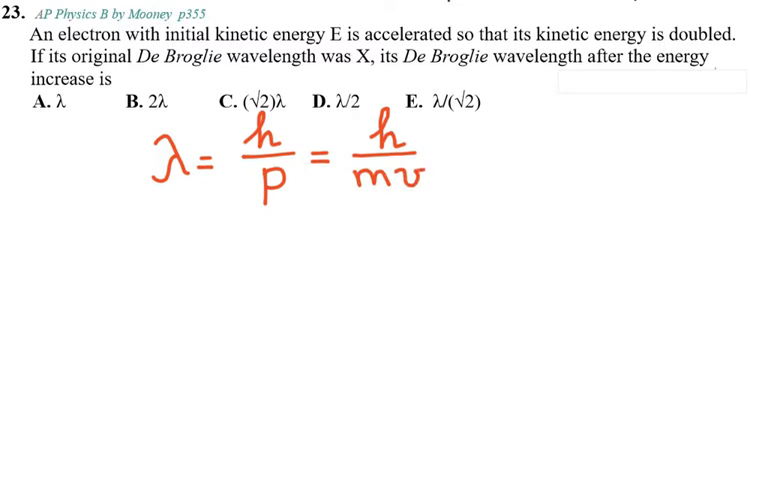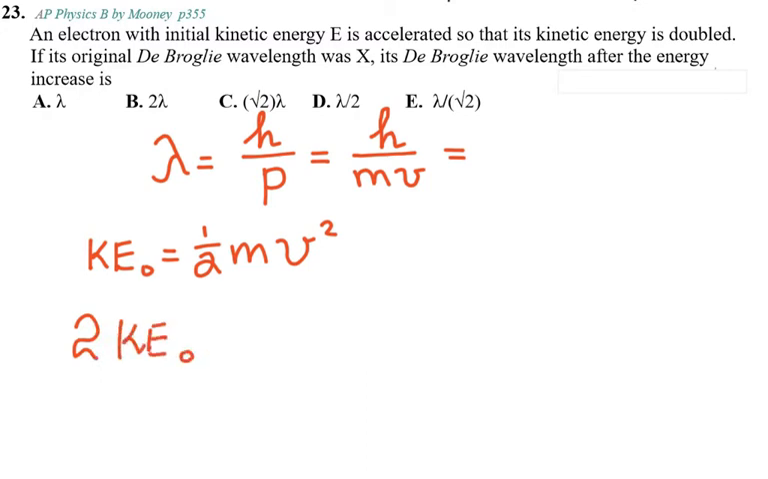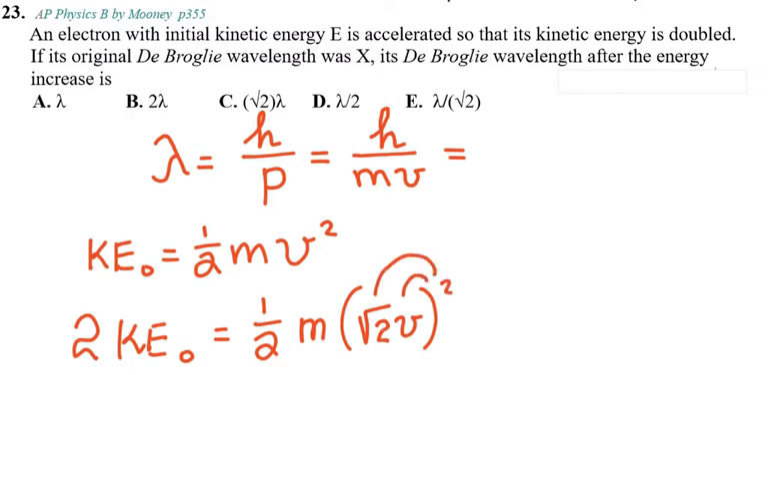And if the kinetic energy is doubled, so you have the initial kinetic energy equal to 1/2 mv squared. So if the kinetic energy is doubled, because of the velocity, that means for velocity you have to have the square root of 2 times v. When you square it, you get double as much kinetic energy as before.